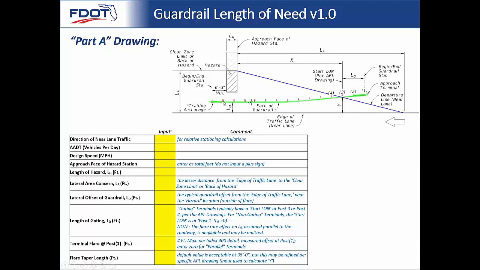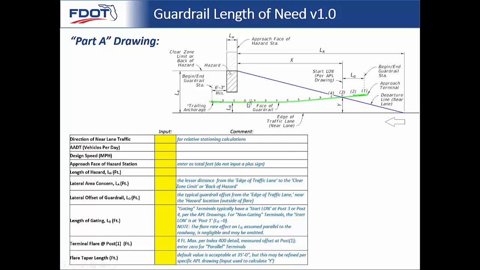And then after that, the software will automatically add an additional 6'3" to account for that trailing anchorage length in order to tie down that guardrail, establish the redirective capability. And so the length of hazard is important, and that would also be important if you're going to use Part B. The lateral area of concern is the lesser distance from the edge of traffic lane to the clear zone limit or the back of hazard.